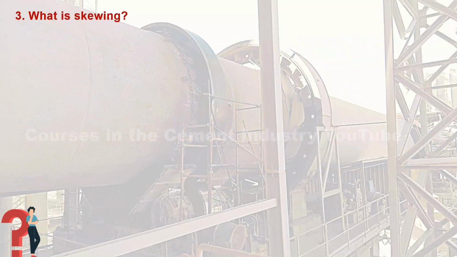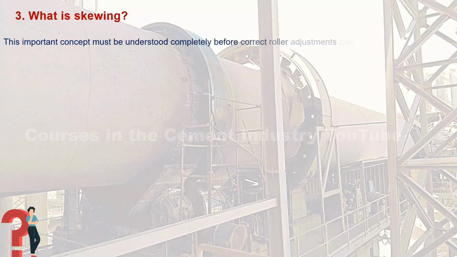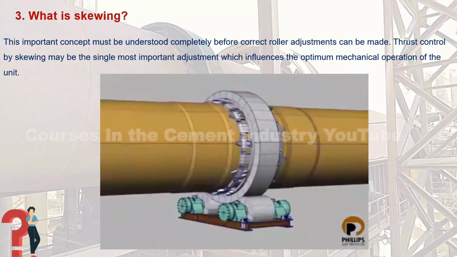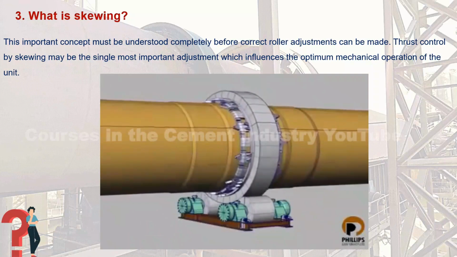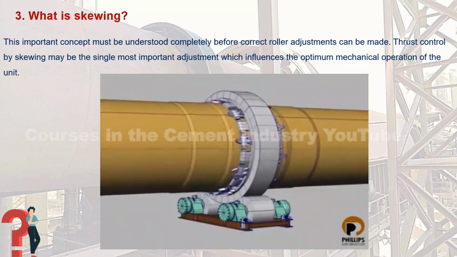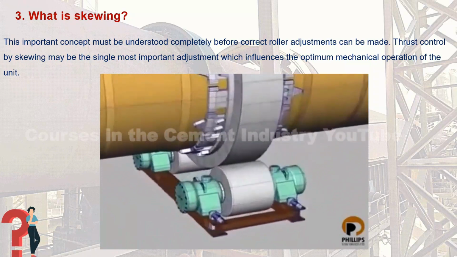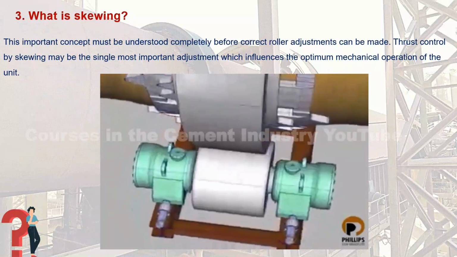Continue answering question 3, what is skewing? This important concept must be understood completely before correct roller adjustments can be made. Thrust control by skewing may be the single most important adjustment which influences the optimum mechanical operation of the unit. Learn more about skewing in this video. Once the roller shifts easily, use the roller reaction to guide adjustments. We will explain the skewing in detail in another video.